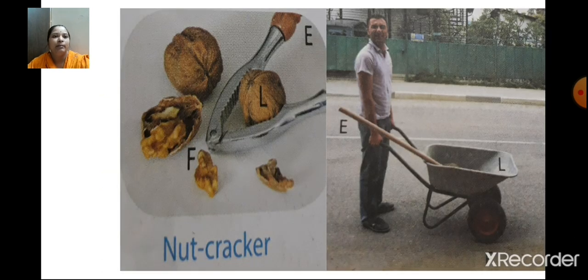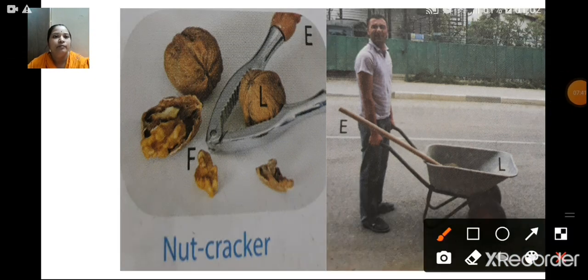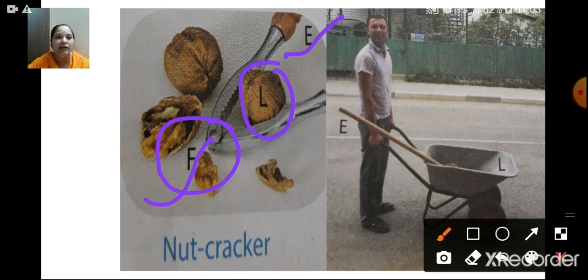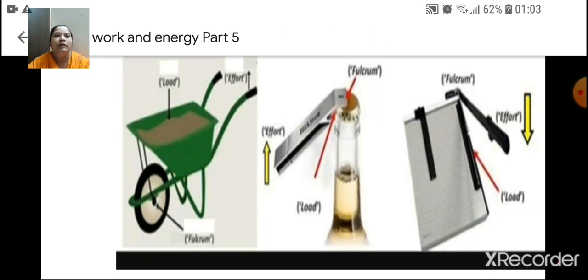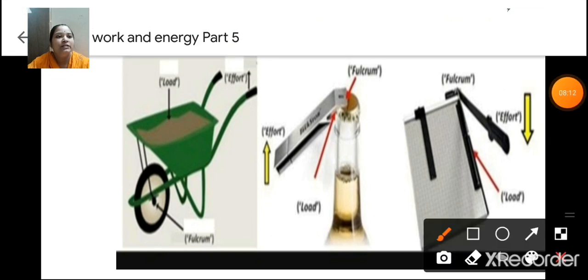Let us see the examples to make you understand more. See, children, this is the fulcrum, the fixed point, and the load is in between the fulcrum and effort. So this is an example of second class lever. Again, here is the load, this is effort, and the wheels are the fulcrum. These are the examples of second class lever.